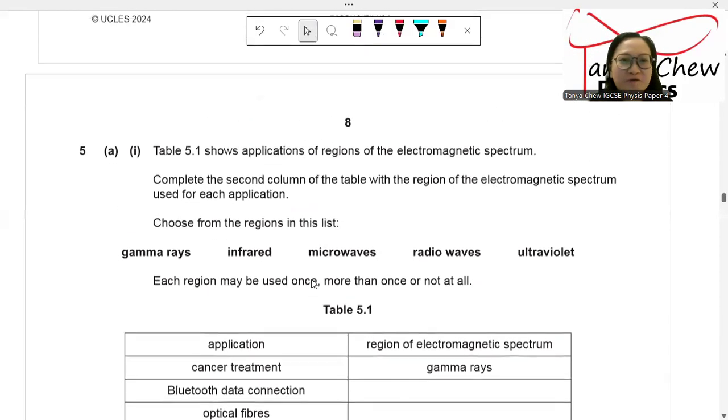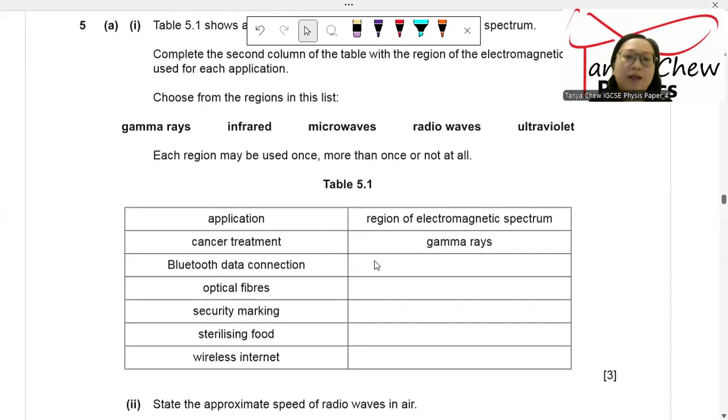Now, question number 5, A part 1, table 5.1 shows applications of regions of the electromagnetic spectrum. Complete the second column of the table with the region of the electromagnetic spectrum used for each application. Choose from the regions in this list: gamma rays, infrared, microwaves, radio waves, ultraviolet. Each region may be used once, more than once, or not at all. Now, let us look at the first one. Oh, cancer treatment has been done for us.